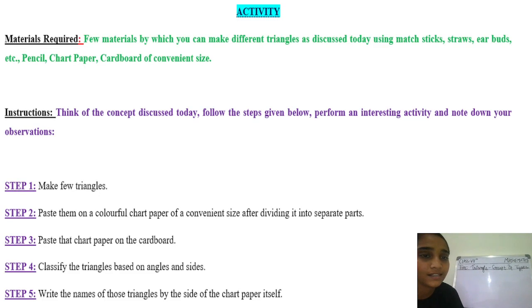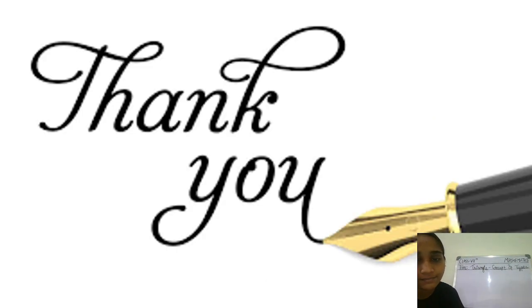Then, students, it is activity time for you. Read out these steps, make a few triangles, and classify them on the basis of the sides and angles. Write out the names of those triangles by the side of the chart paper. For the other instructions, you can read this activity very carefully and perform it. Thank you, students.